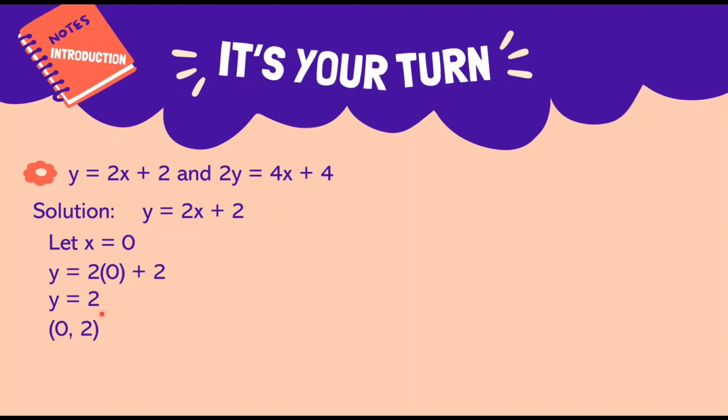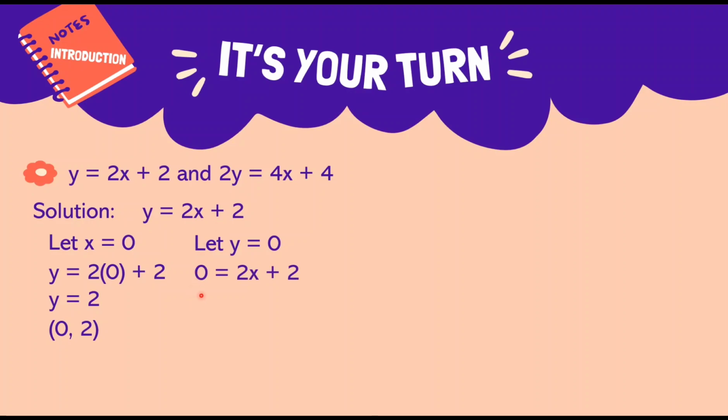So our ordered pair now is 0 and 2. Ang x, 0. Ang y, 2. Now, let's find out the second ordered pair. So, same equation tayo. So, ngayon naman, we need to let y is equal to 0. So, just like what we did on this process, we need to substitute the value of y, which is 0, to this equation. So, let us substitute.